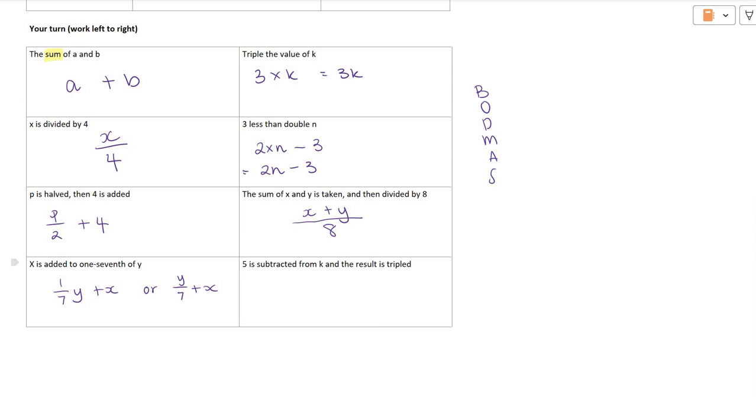And then last but not least, we've got 5 subtracted from k, and the result is tripled. Okay, so this one's a bit of a trickier one. I'm going to have k minus 5, and if I want to triple this whole thing, I'm going to be using my brackets. So 3 times that, which is equal to 3 times the bracket k minus 5.